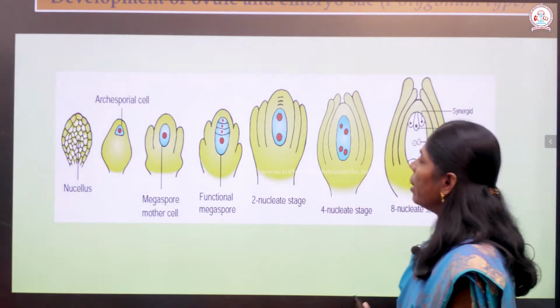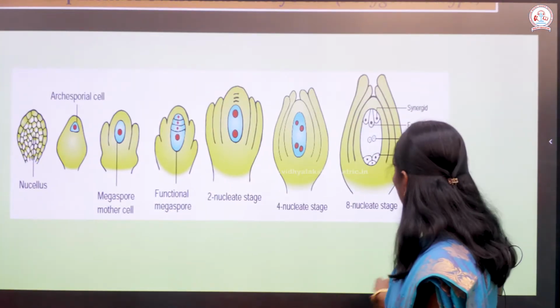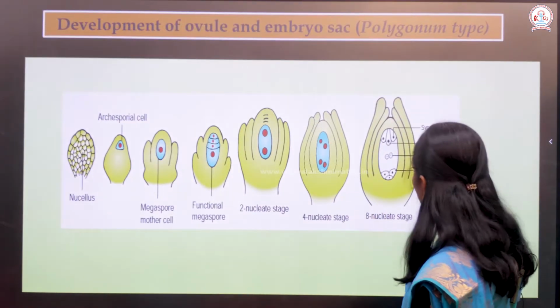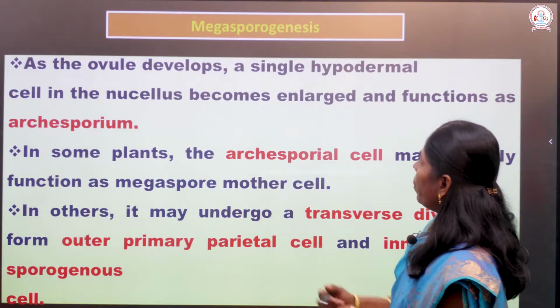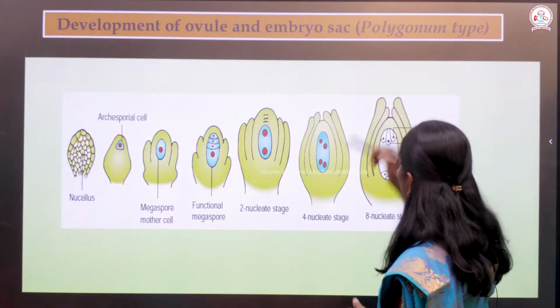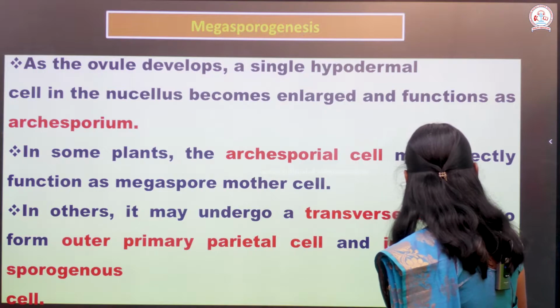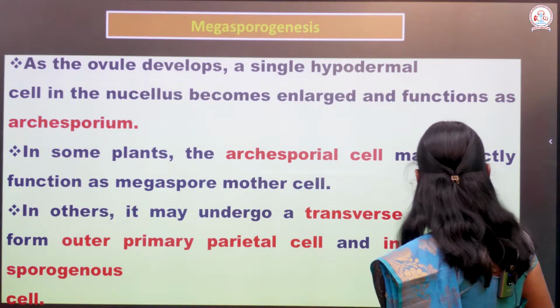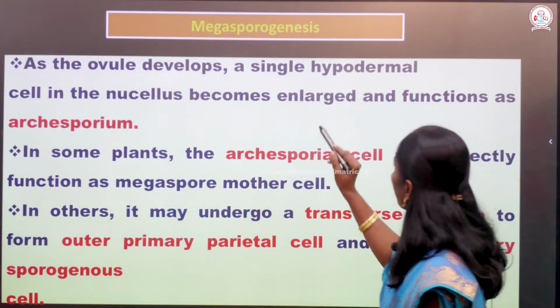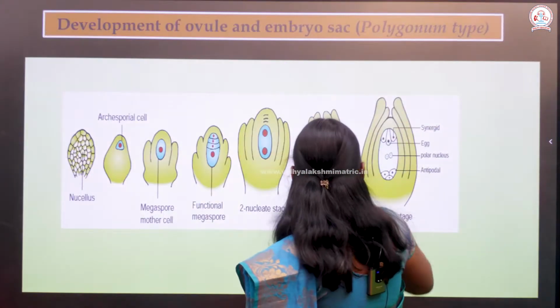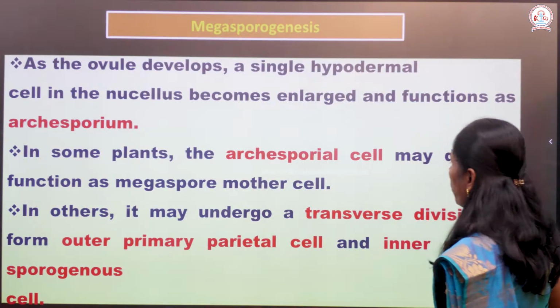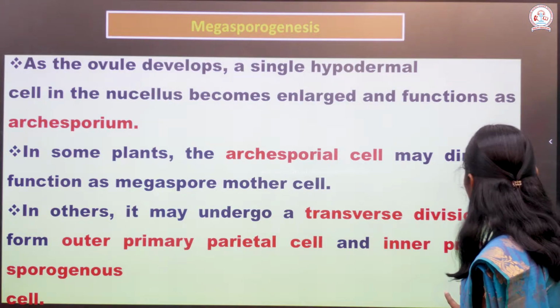The first one, the hypodermal cells. So the ovule is developed from a single hypodermal cell. The single hypodermal cell acts as your archesporial cell. The archesporial cell enlarges, and the archesporial cell undergoes transverse divisions.